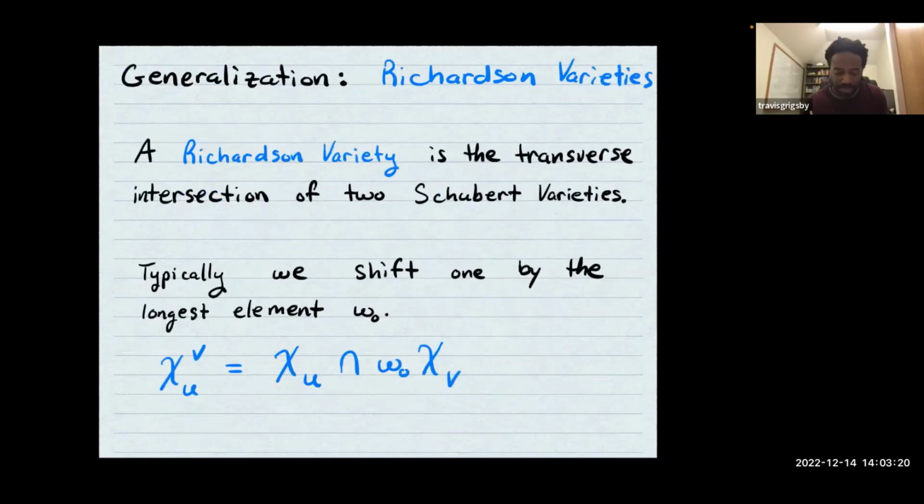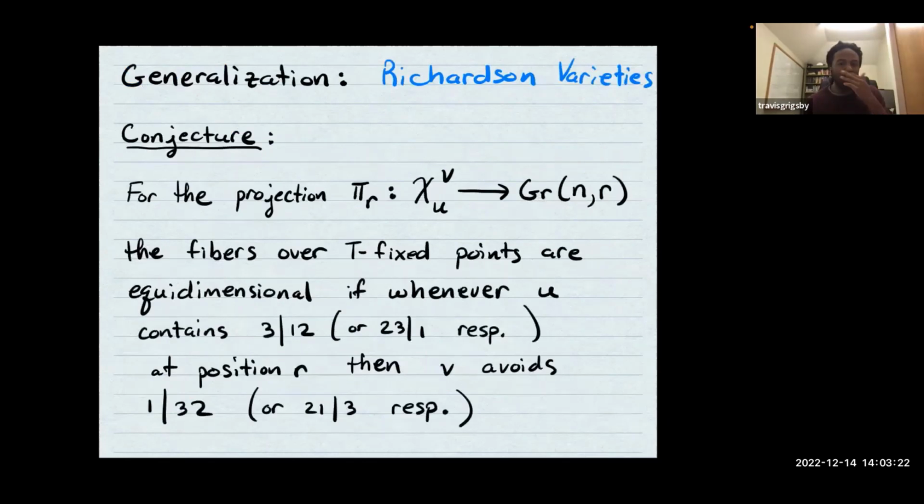Because of that, I have a conjecture on what I have to do to ensure that projecting from a Richardson variety, or intersection of those two, is a fiber bundle. What you want to do is make sure that you don't contain any T-fixed points where they would produce one of those situations. Namely, you have a 3, 1, 2 for one of the T-fixed points and a 1, 3, 2 for the other. That's the intuitive idea. And that's where I'm presently at.